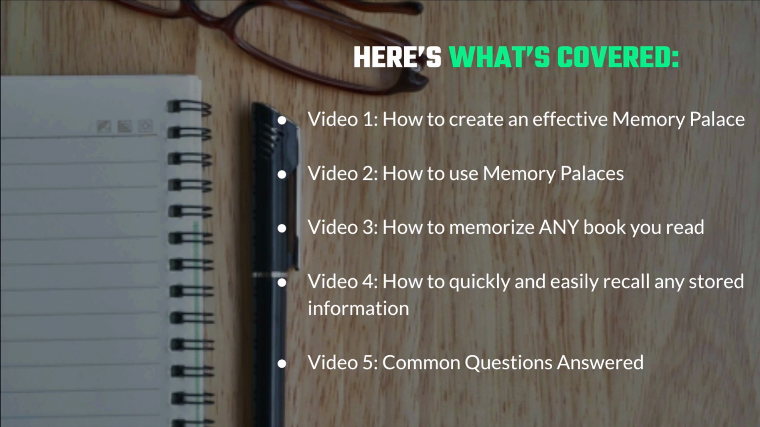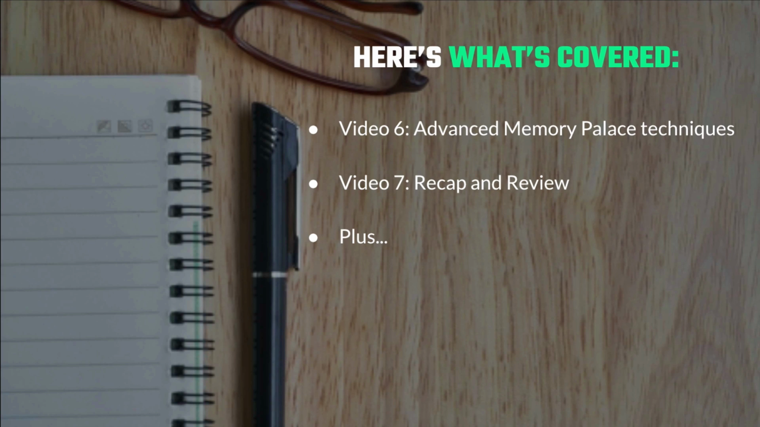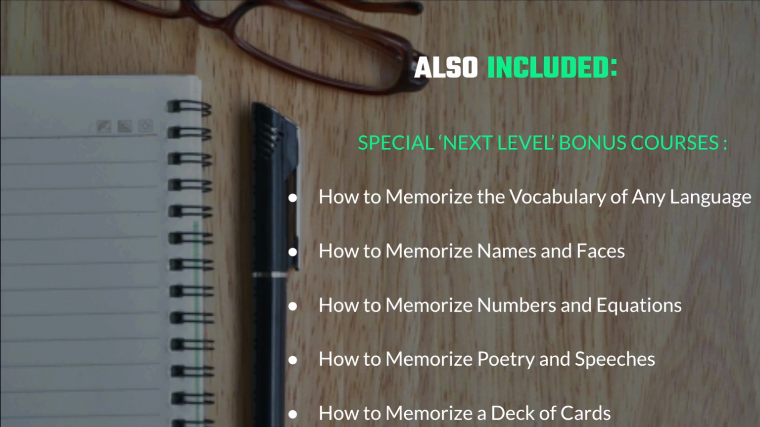It's got all of this stuff about creating effective memory palaces, how to use them, how to memorize any book that you read, how to quickly and easily recall any stored information. Common questions are answered. You get advanced memory palace techniques. You get a recap and a review. Plus, you're going to get some very, very powerful additional next level bonus courses, which are what make it the masterclass. So you get vocabulary memorization, you get names and faces, numbers and equations, poetry and speeches, any verbatim text whatsoever, how to memorize a deck of cards, which is a great fitness exercise, not just for your memory, but for your entire brain and creativity and so forth.